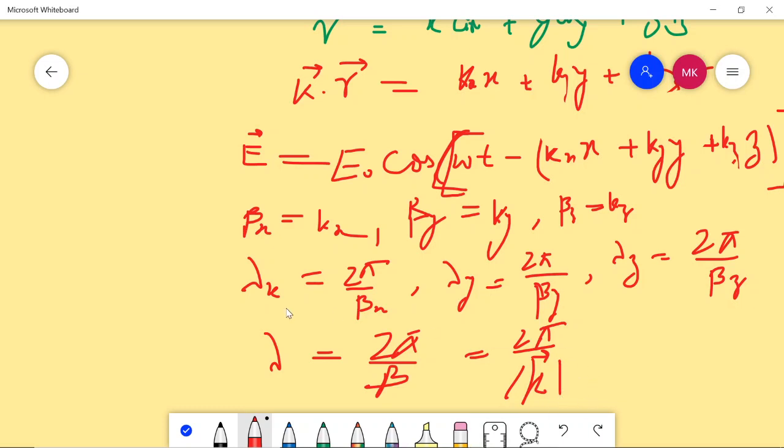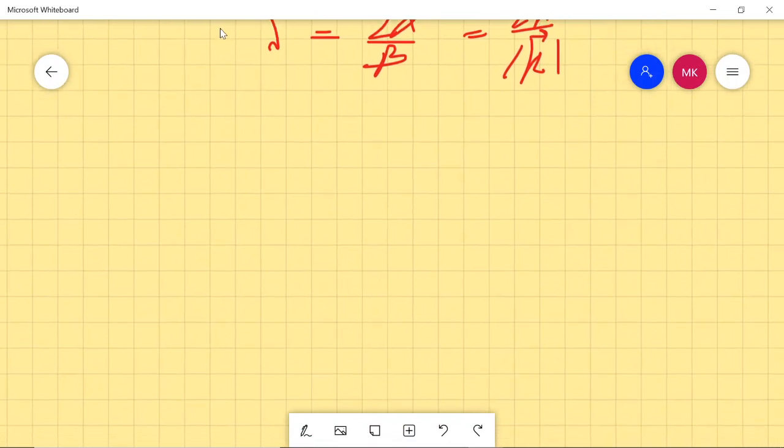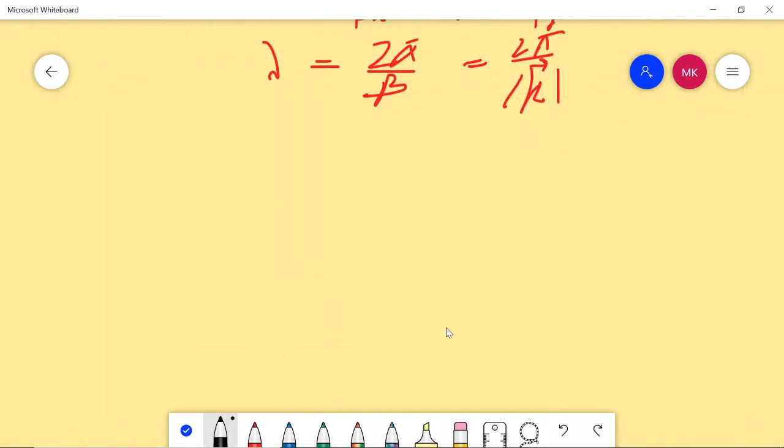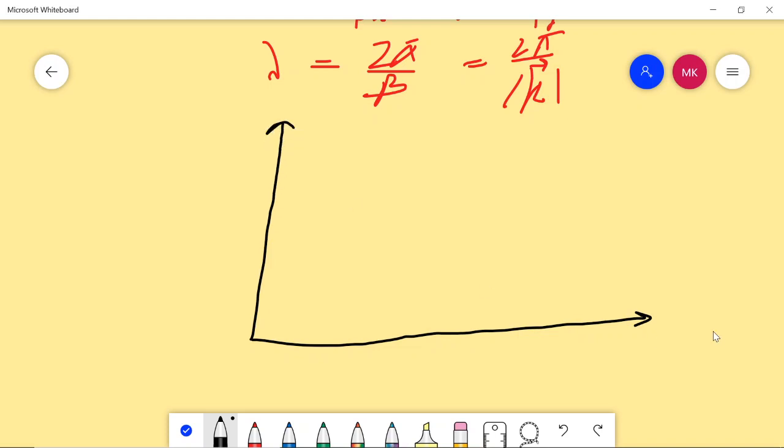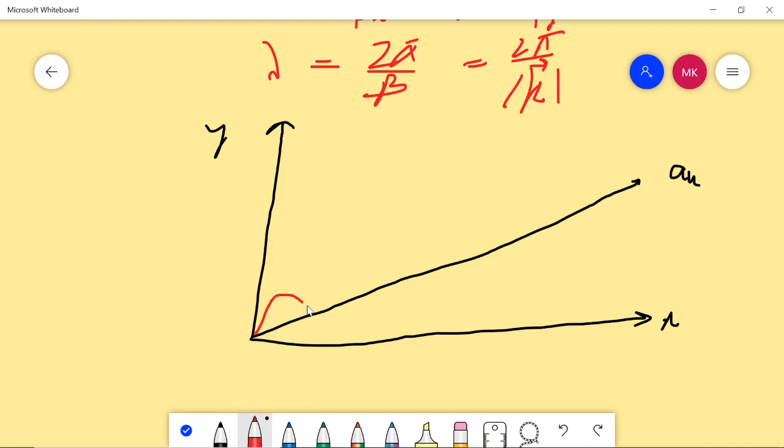Okay, so how do you understand lambda x, lambda y, and lambda z? Let's draw the figure. We focus on two dimensions to understand this. Let this be the x direction and this be the y direction, and the wave is propagating in the xy plane along this direction, some ak. So the wave is propagating in this fashion.